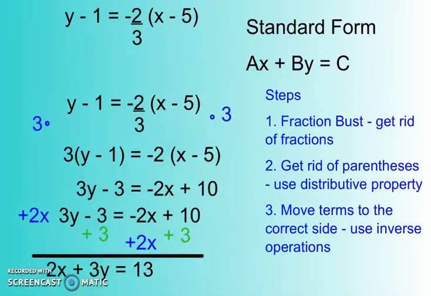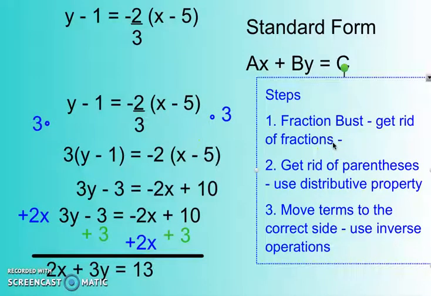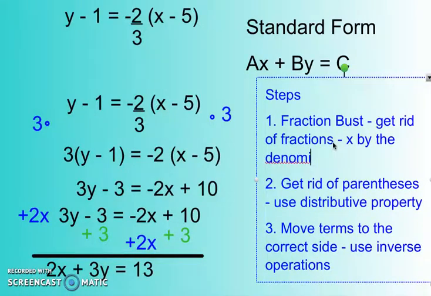So basically the only step that changed is step number 1. What I call step number 1 is a fraction bust. I'm trying to get rid of the fraction, I'm trying to get rid of the denominator. And in order to do that, we multiply by the denominator. That's how we fraction bust and get rid of that fraction and make everything integers.